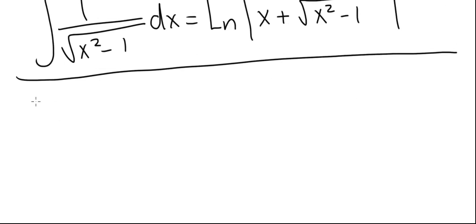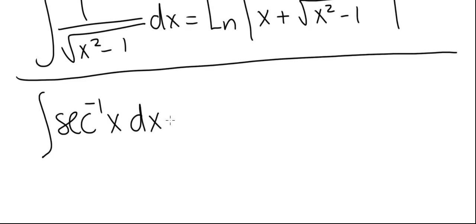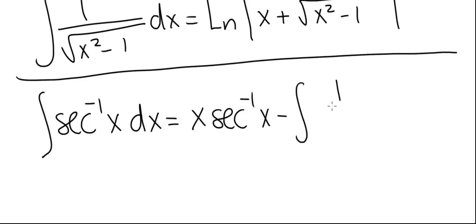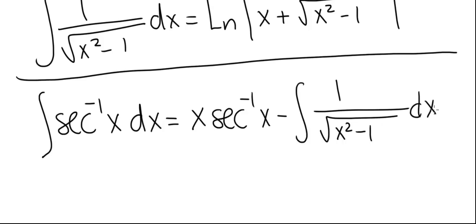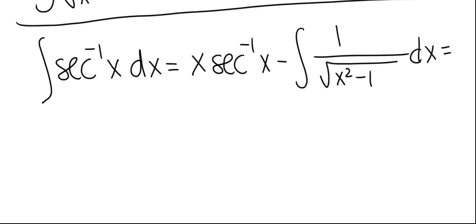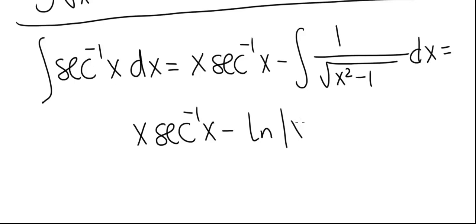We were integrating, trying to find the antiderivative of inverse secant of x by using integration by parts. That was x times inverse secant of x minus the integral of 1 divided by the square root of x squared minus 1. And we now evaluated this integral, and our final answer, that is the antiderivative of inverse secant of x, is x times inverse secant of x minus the natural log of absolute value of x plus the square root of x squared minus 1, and we add C at the end.